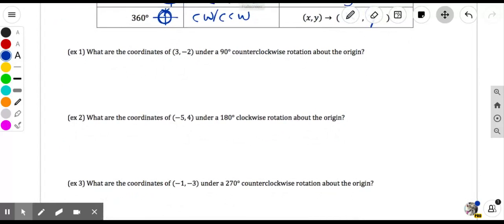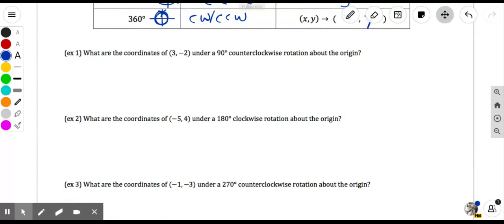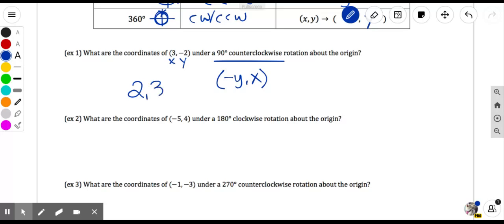Okay. Let's do a couple examples. This first one: what are the coordinates of (3, -2) under a 90 counterclockwise rotation about the origin? Remember that for 90, you're switching it to y, x, and then counterclockwise moves to the left, so we're changing the sign of the one on the left. So that's the rule for 90 counterclockwise. Here's x and y. We're going to swap them and change the sign of the y. So that -2 is going to become a +2, and the 3 stays positive. That would be the coordinates of that point after a 90-degree counterclockwise rotation.